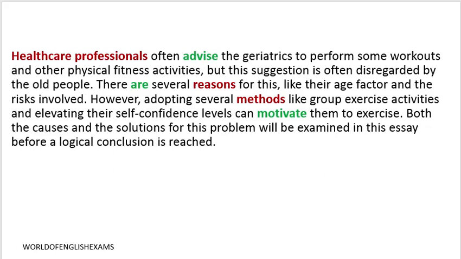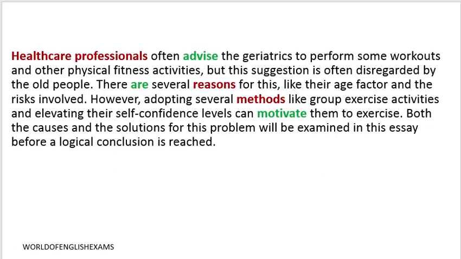Moving further, there are several reasons. One of the rules of subject-verb agreement says that when a sentence starts with here or there, the subject usually follows the verb. In this case, the verb is written first, followed by the subject, which is several reasons. Now if you modify it to, there dash a reason, then you have to fill the blank with there is a reason. You don't say there are a reason, because then that becomes subject-verb disagreement. Now let's read the sentence. There are several reasons for this, like their age factor and the risks involved.